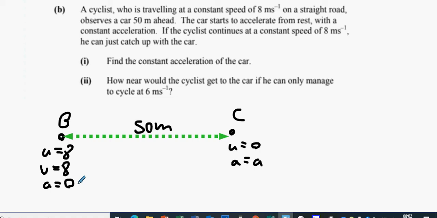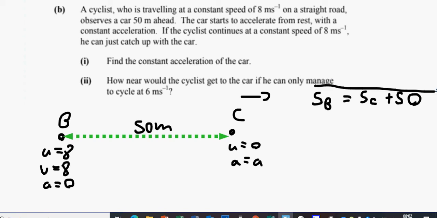He just catches up with the car. So my question is, if the car was to travel 100 meters, how far would the cyclist have to travel to just catch the car? 150. If the car was to travel 200, how far would the cyclist have to go? 250. So we have a generalized equation here where the distance of the bicycle is the distance of the car plus 50.